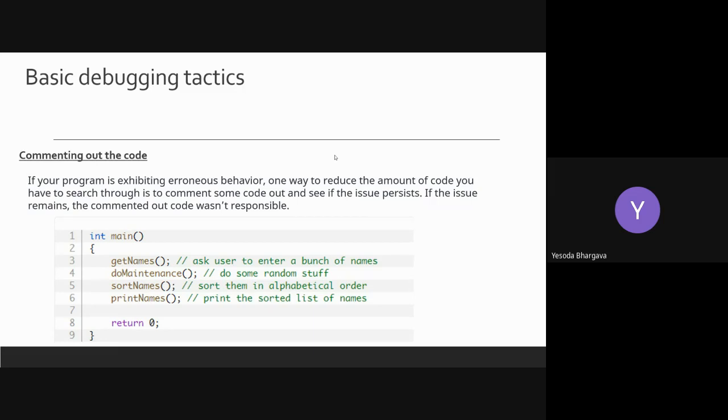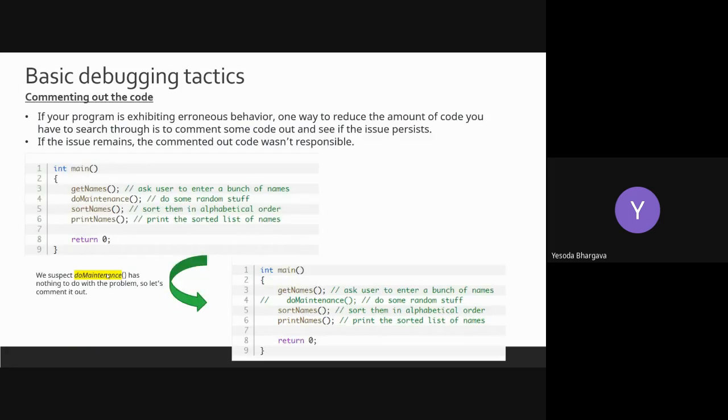One of the common approaches is to comment out the code. If your program is exhibiting some erroneous behavior, one way to reduce the amount of code you have to search through is to comment out some piece of code and see if the issue still persists. Suppose this is a function in which you're trying to sort the names of people in alphabetical order, and somehow it is not returning the expected result. You can try to comment out some piece of code and then see if the issue really exists even then.